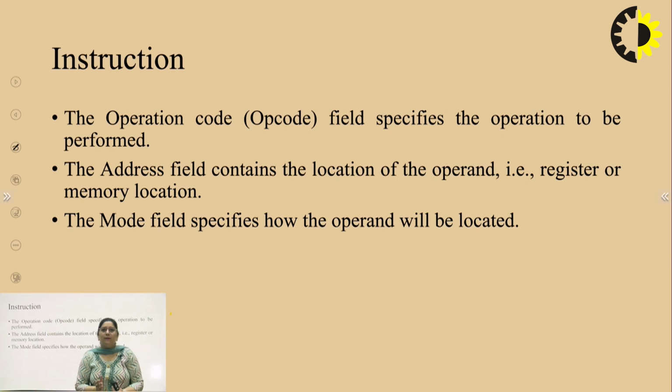These operands may be stored in the registers for faster access, or they may be stored in the memory. So, we need to fetch the operands from the memory to the register, so that processing can happen. Basically, the processing happens inside the processor, and the processor has registers for faster access. So, we need to fetch the operands from the memory to the register, and then execute it. And the mode field specifies how the operands will be located, and we are going to discuss how many types of modes we have.